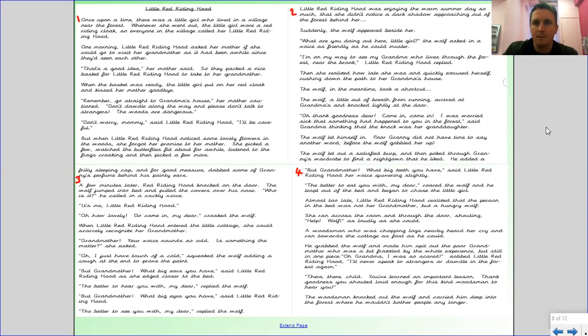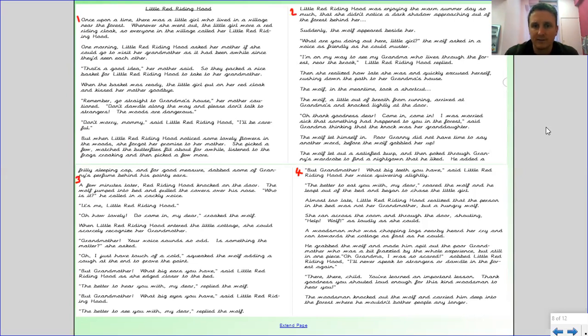Suddenly, the wolf appeared beside her. What are you doing out here, little girl? The wolf asked in a voice as friendly as he could muster. I'm on my way to see my grandma, who lives through the forest near the brook, Little Red Riding Hood replied. Then she realised how late she was and quickly excused herself, rushing down the path to her grandma's house. The wolf, in the meantime, took a shortcut. The wolf, a little out of breath from running, arrived at grandma's house and knocked lightly on the door. Oh, thank goodness, dear. Come in, come in. I was worried sick that something had happened to you in the forest, said Grandma, thinking that the knock on the door was her granddaughter. The wolf let himself in.